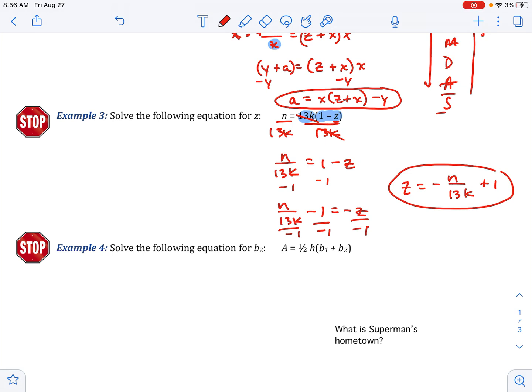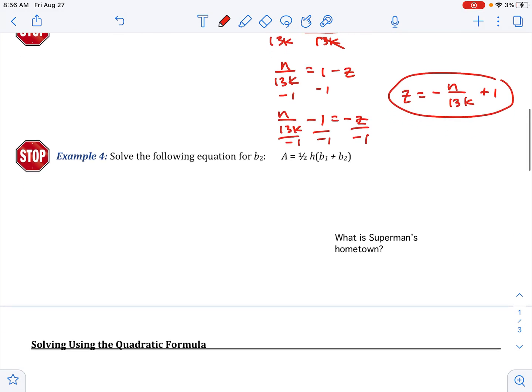All right. Example 4 here, our goal is to get the b2 by itself. So in order to get rid of the 1/2, some people think about dividing by 1/2, but since I'm already kind of dividing by 2 because of the 1/2, I'm going to multiply both sides by 2. So that gives me 2a equal to h times b1 plus b2.